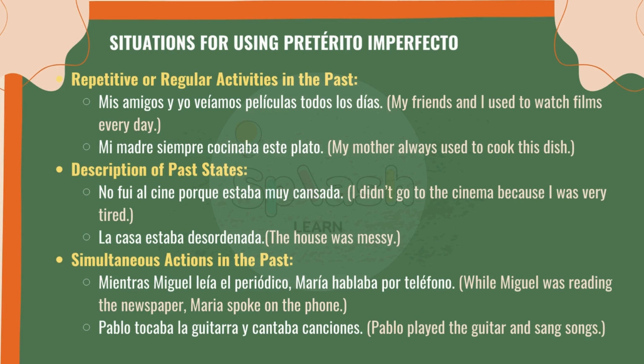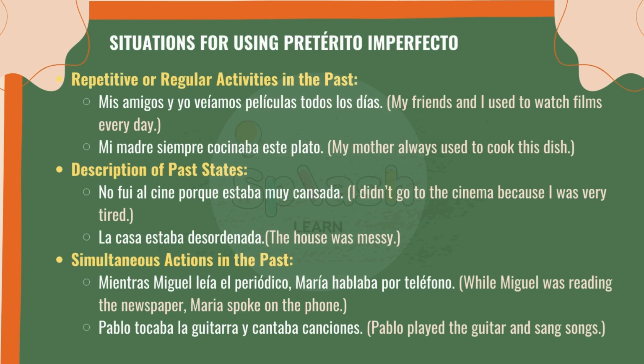Secondly, the Pretérito Imperfecto is used to describe states or conditions in the past. These can include emotions, physical states, or the condition of objects. Examples: no fui al cine porque estaba muy cansada. I didn't go to the cinema because I was very tired. La casa estaba desordenada. The house was messy. In these sentences, estaba describes a state of being tired or the condition of the house.